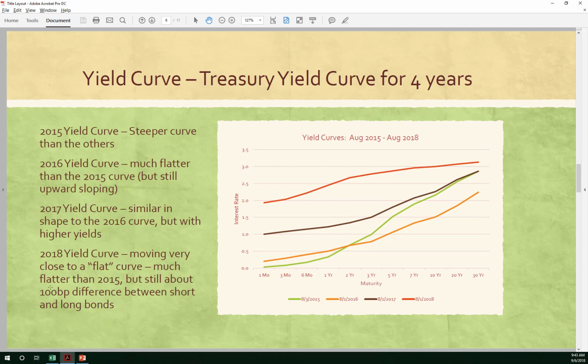So almost a parallel shift all along the way. And then this last yield curve, the 2018 yield curve, is moving closer certainly to a flat yield curve. It's not quite flat, but it's much flatter than any of the others because the short end has gone up quite a bit. The long end hasn't moved up as much, especially over the past year. So by definition, we've been getting flatter. And so right now what we have is just about a 100 basis point difference between the extreme short end and the 30-year long end.